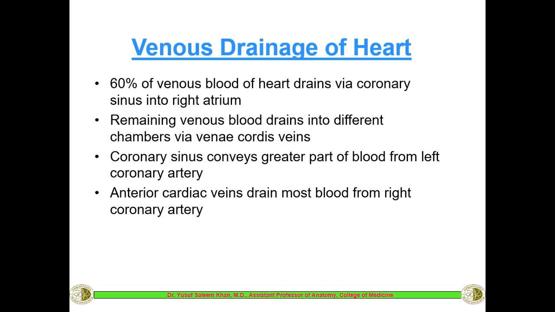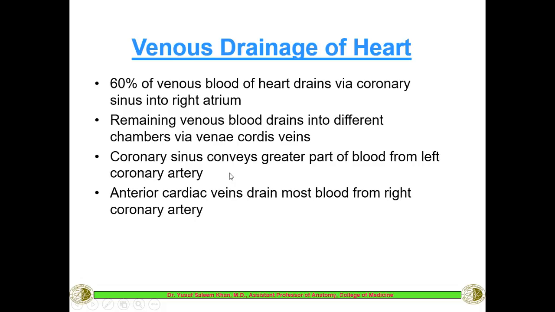What about the remaining 40%? That will be drained by small veins called the foramina venarum minimarum. Those will be draining the remaining 40%. So almost 60% will be drained by the coronary sinus, and the remaining venous blood drains into different chambers via the venae cordis minimae as well as the foramina venarum minimarum.